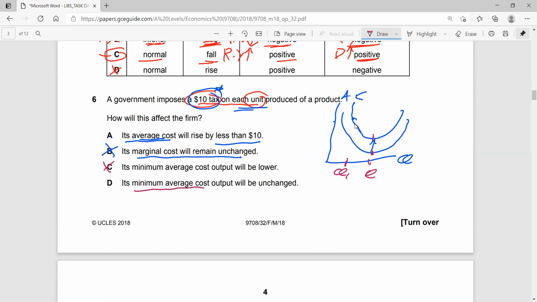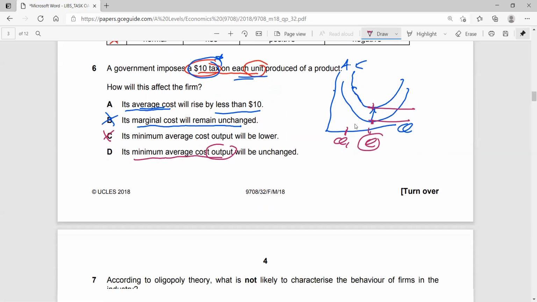And its minimum average cost output will remain unchanged. Again, the minimum average cost does increase. So this was the original minimum average cost. Now it's gone up. So the minimum average cost has increased. They're asking about the minimum average cost output, which is this output. That remains the same because it's just a vertical shift up. So the shape of the curve still is preserved. So the minimum point would still occur on the same value of Q.